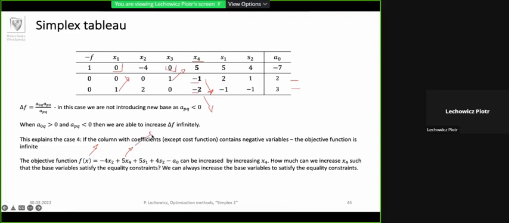This variable, if we increase it even more, we will decrease these variables here. So we need to increase other base variables to satisfy the equality constraint, and the increase of this variable affects obviously the objective function, but the increase of the base variables will not affect the objective function because here we have 0. So this is the reasoning. Sorry, I got a little bit confused how this works.